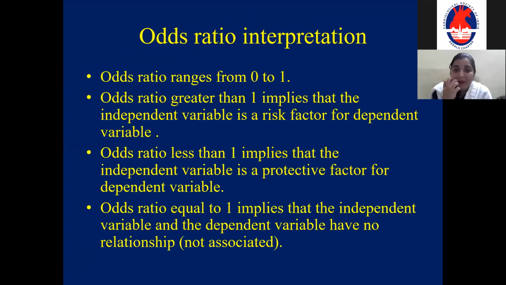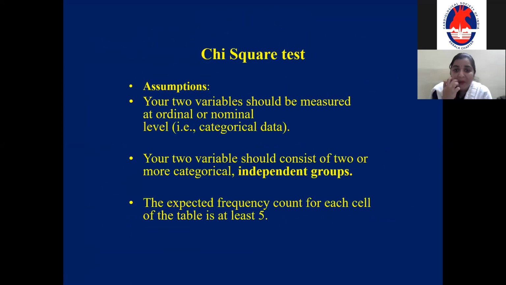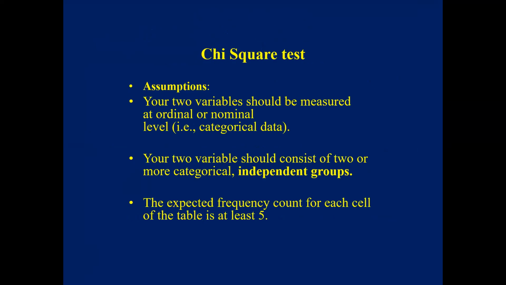So let's look at the assumptions of the chi-square test. One of the important assumptions is that the two variables should be measured on an ordinal or nominal scale. That means basically your data should be categorical. Your variable should consist of two independent groups, and the groups should not be related. For example, cases and controls are two independent groups.